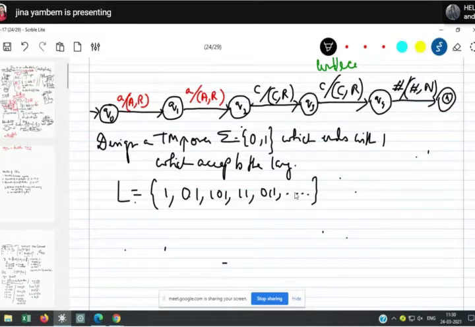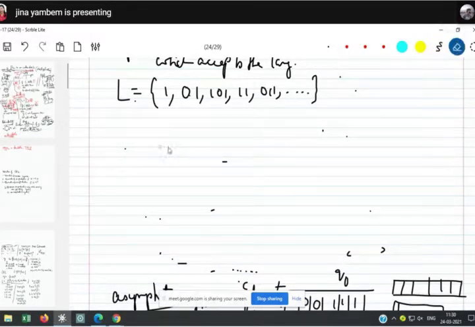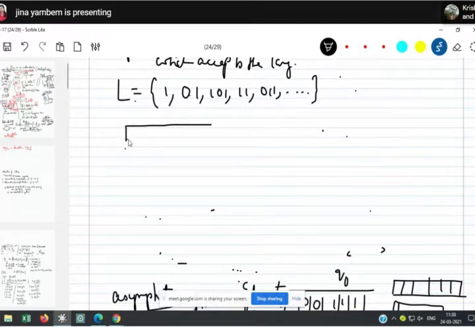Now, while designing this Turing machine, what we are going to do is insert a string inside the input tape.